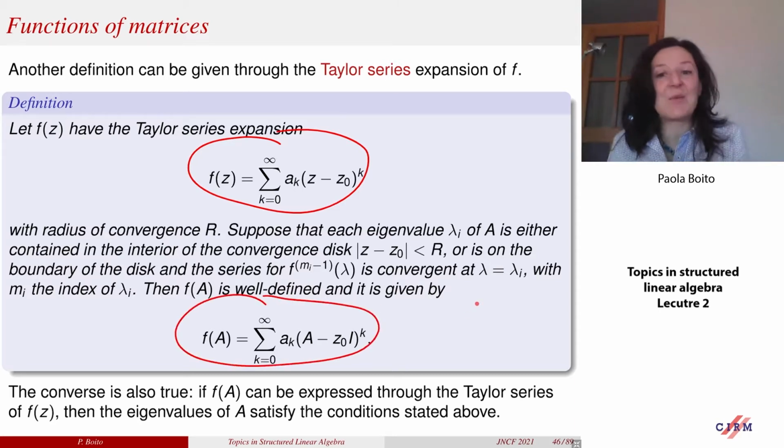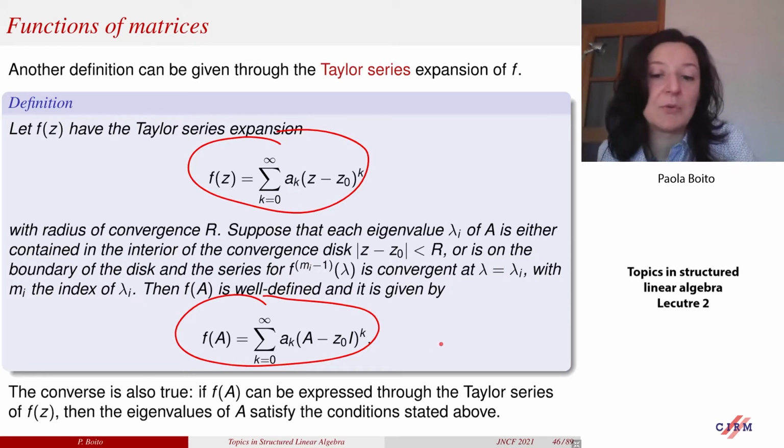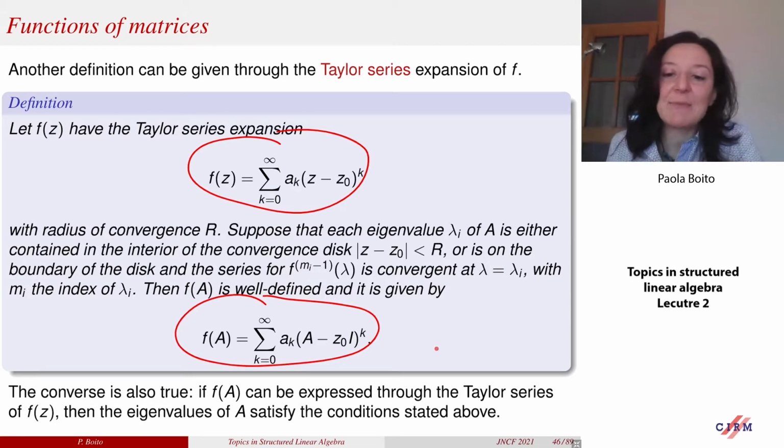and its expression is exactly what you could expect. So f of A is the sum of a_k times (A minus z0 times the identity matrix) to the power k. And the converse is also true. If f of A can be written by means of the Taylor series of f of z, then the eigenvalues of A must satisfy these conditions. So they must be contained in the convergence disk, of course.